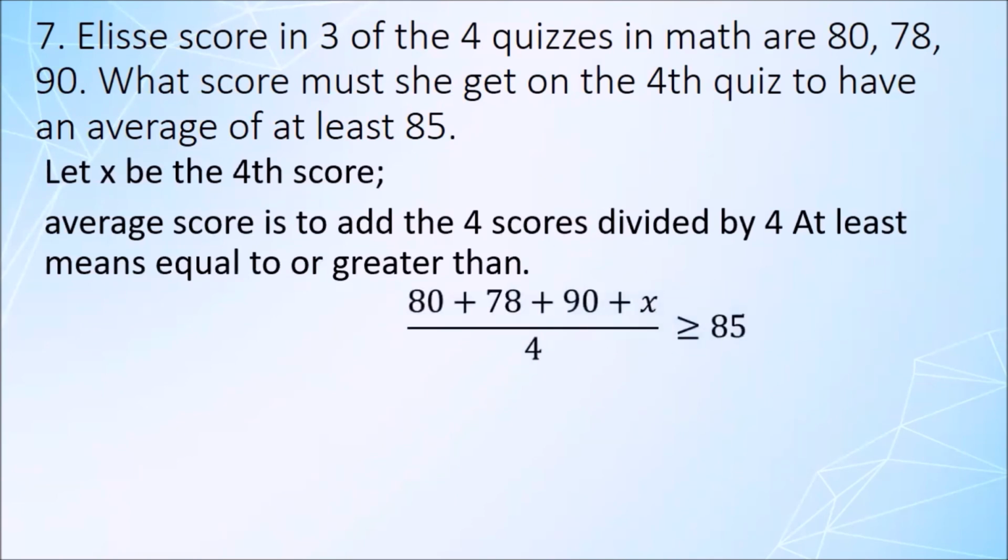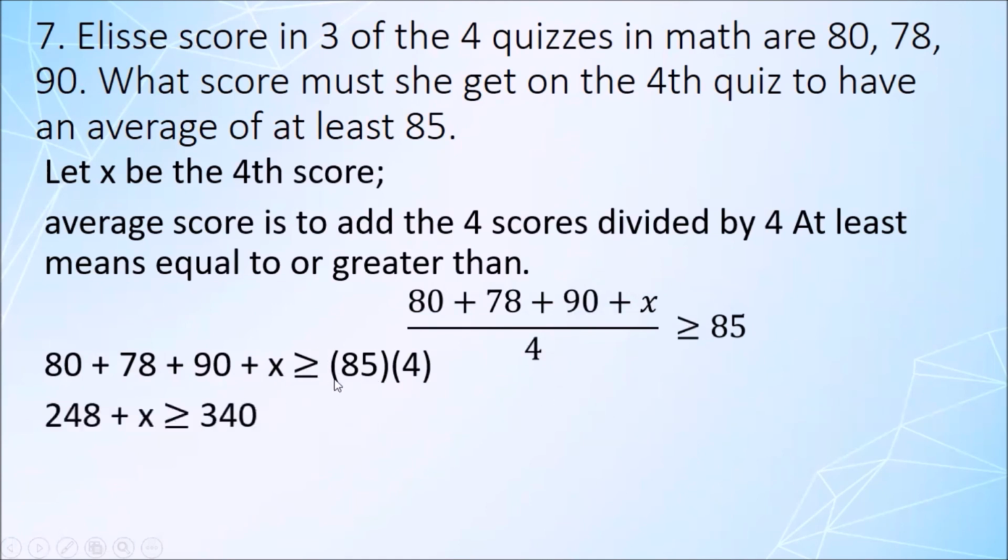So therefore, ito yung ating equation, ito yung ating mathematical symbol, mathematical formula: 80 plus 78 plus 90 plus x all over 4 greater than or equal to 85. So pag nag-compute tayo, we need to remove the denominator by multiplying both sides by 4. So cancel na ang 4 sa kabilang side, kaya ang natira na lang is 80 plus 78 plus 90 plus x greater than or equal to 85 times 4. So the product of the two is 340.